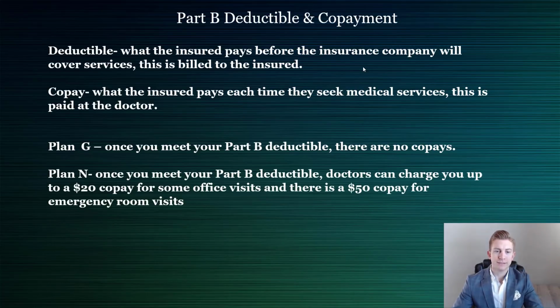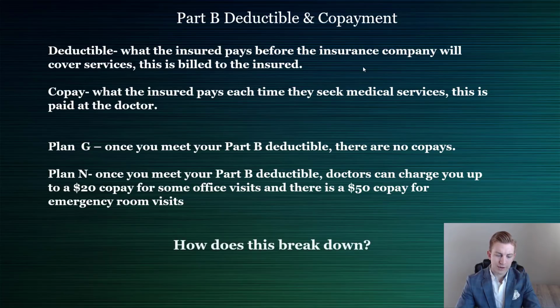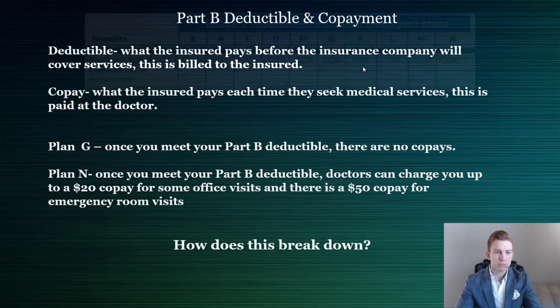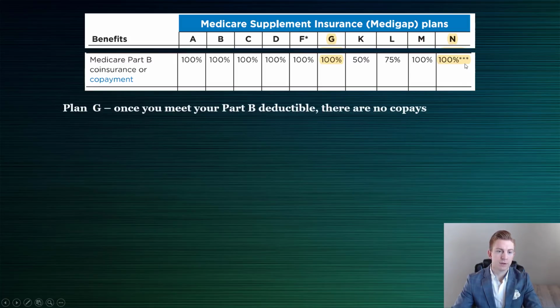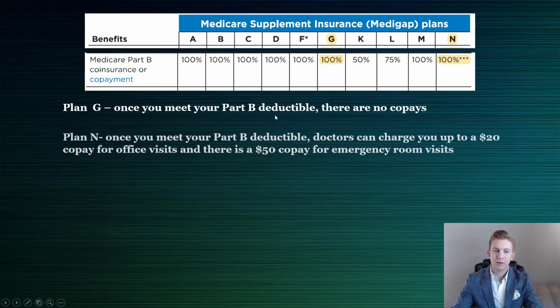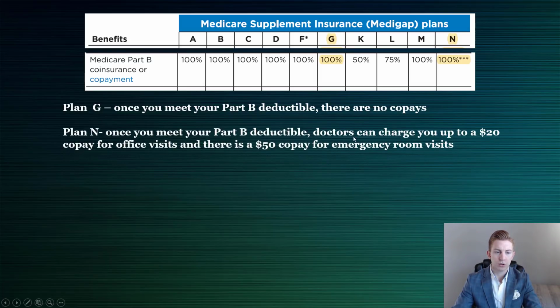On Plan N, the difference is once you meet your Part B deductible, like we were talking about a minute ago, doctors can charge you up to a $20 copay for some office visits and a $50 copay for emergency room visits. So how does this all break down? Well, I brought the plans here so you can see again. We have Plan G, 100%, Plan N with those asterisks. So let's see how those asterisks actually break down on a numbers standpoint. Again, Plan G, once you meet your Part B deductible, there's no copays. On Plan N, once you meet your deductible, they can charge you a $20 copay.